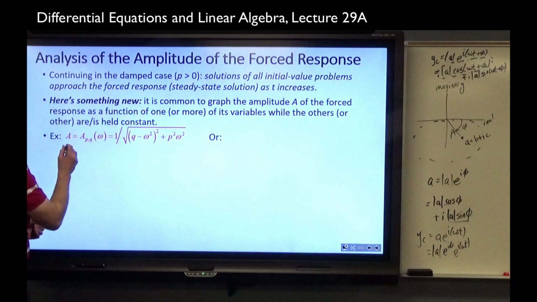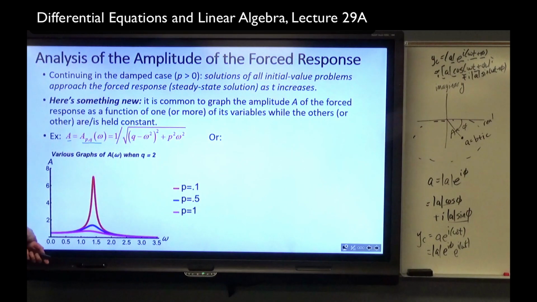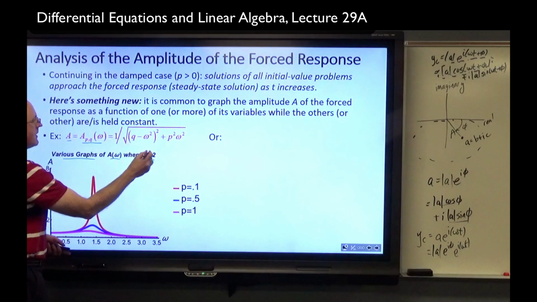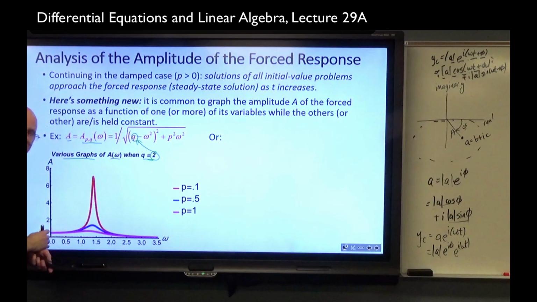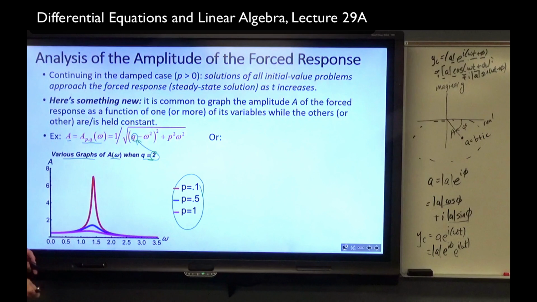Here I'm emphasizing that A, the amplitude, I'm going to think of as a function of omega, where p and q are constant. I'm going to graph this as a function of omega. Actually, I'm going to show you more than one graph. It's this picture, various graphs of A over omega. I took q to be 2. So I plugged in q equals 2 right there in this equation. Plotting it for different values of p. These 3 values of p, 0.1, 0.5, and 1. As p increases, the graph goes from red to blue to pink here. Its maximum height goes down.